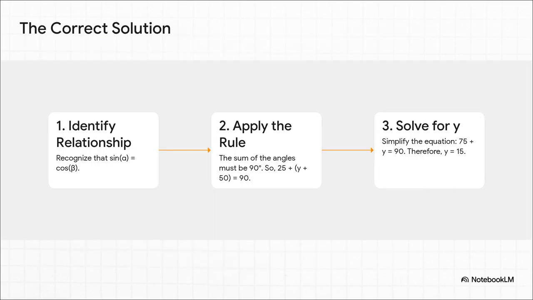So let's apply it. We have sine of 25 equals cos of y plus 50. Based on our rule, we know that the two angles 25 and y plus 50 have to add up to 90. So we just write that equation. 25 plus y plus 50 equals 90. This simplifies down to 75 plus y equals 90. A quick subtraction, and boom, y equals 15. See how that works? It goes from being a really tricky-looking trigonometry problem to a super simple one-step algebra equation.